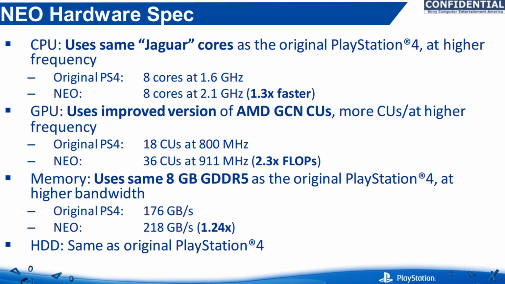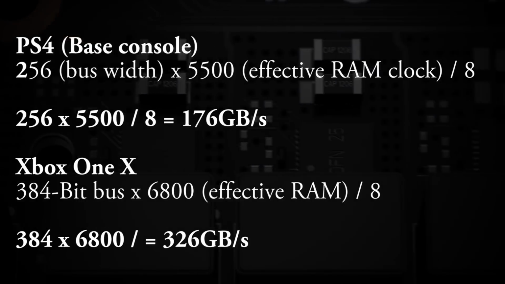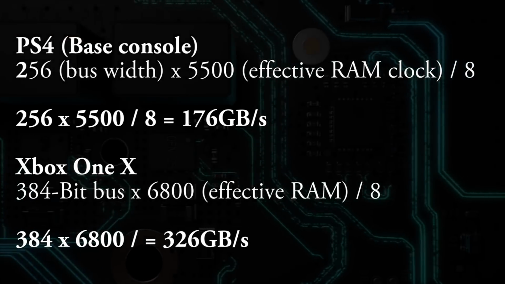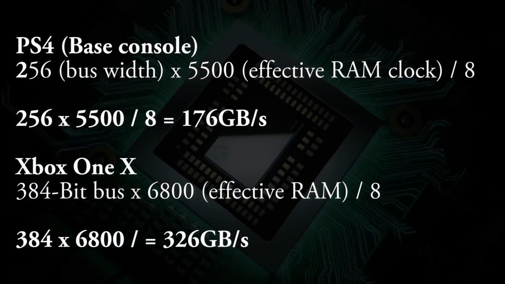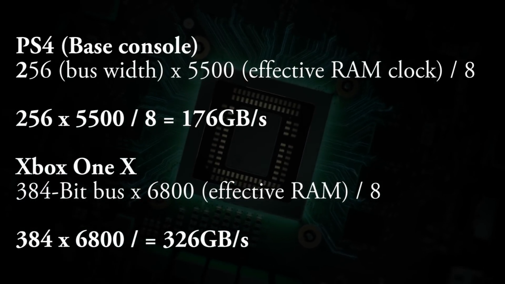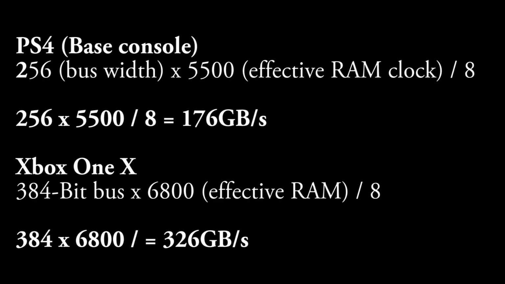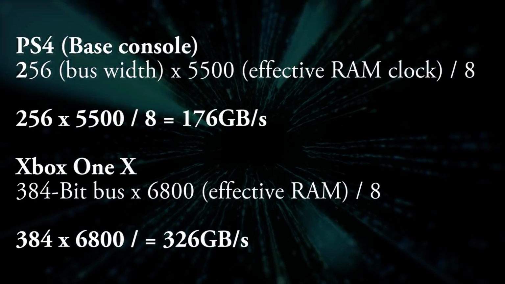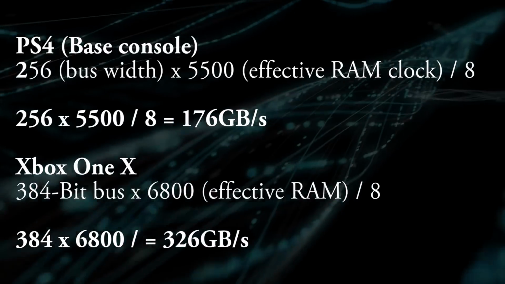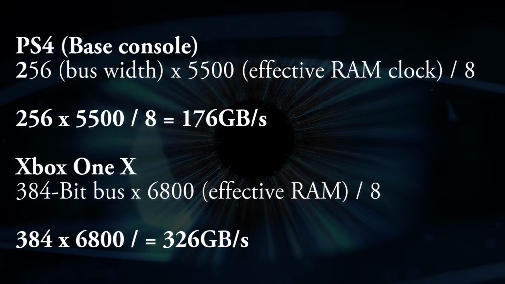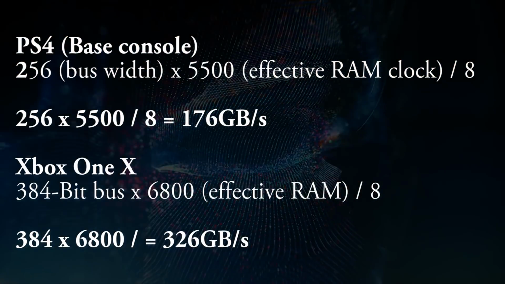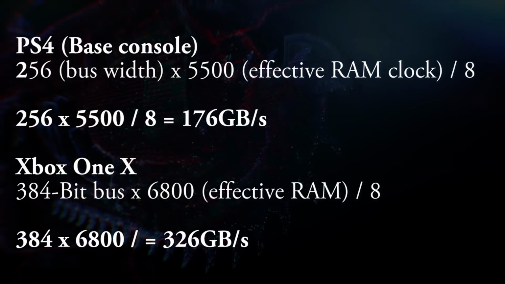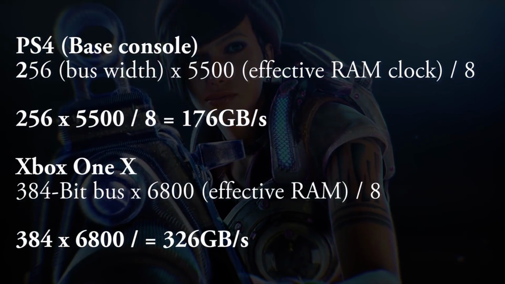So, let's pick on the PlayStation 4 for a moment. It has a bandwidth of 176GB per second. So, what we do here is take 256, which is the width for the PlayStation 4's bus, and multiply that by 5500, which is the speed of the GDDR5 memory inside the console. Then, we divide this by 8, and lo and behold, 176 gigabytes per second, which is the PS4's memory bandwidth.